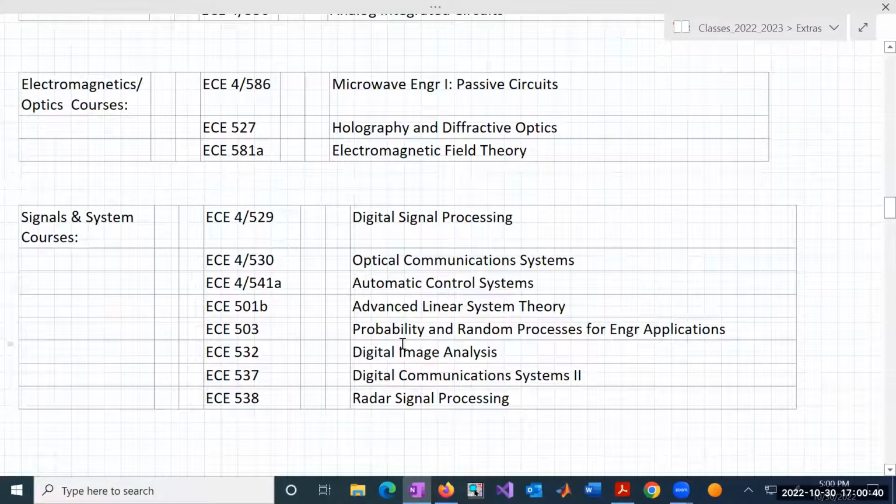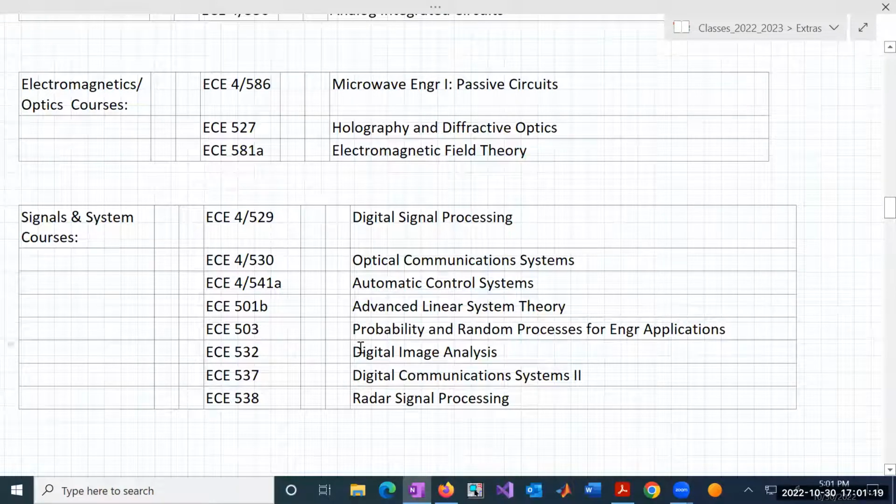In the signals and systems area, these are the 20s, 30s, and 40s roughly. You have digital signal processing, optical communication systems, automatic control systems, and then we have more specific 500 level courses, advanced linear systems theory. What math do you need to work on? Quantum systems, control theory, communications, that's available to you as ECE 501B, advanced linear systems theory.